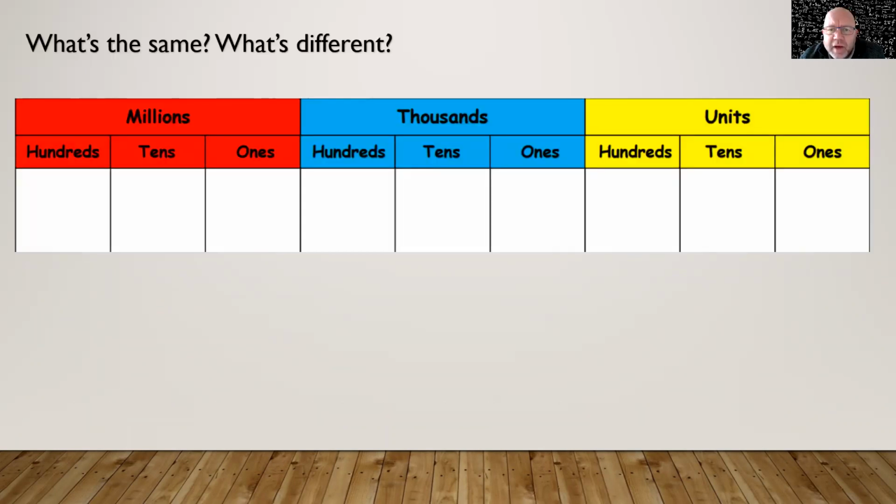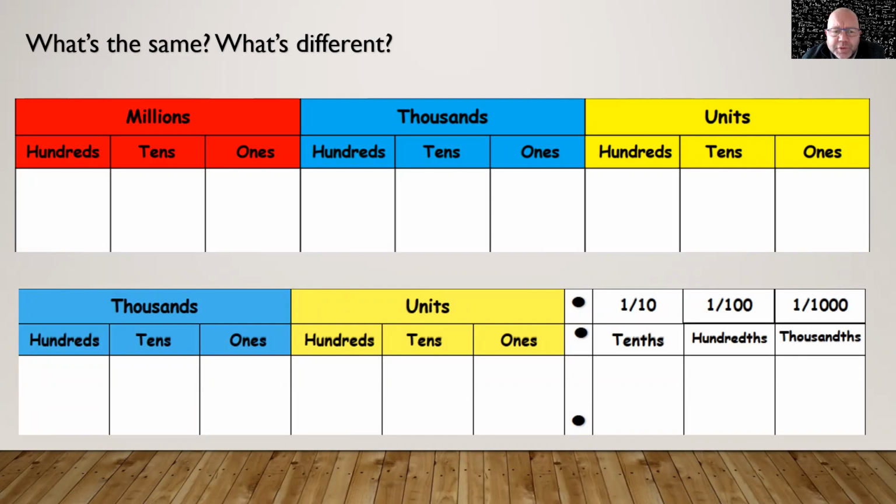Okay, here we have our place value grid. Now these are the integers, these are our whole numbers, and it's the grid that we're most familiar with. Starting at the right hand side with the ones, tens and hundreds, then the thousands, so 1,000, 10,000, 100,000, then the millions, 1 million, 10 million, 100 million, and so on. Now I'm going to put up a second place value grid. Can you spot what's the same and what's different?